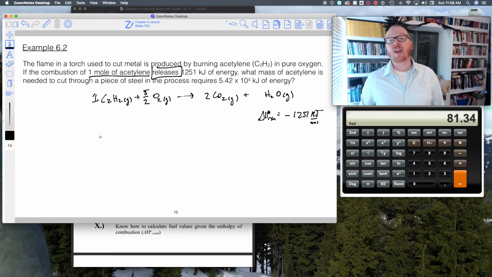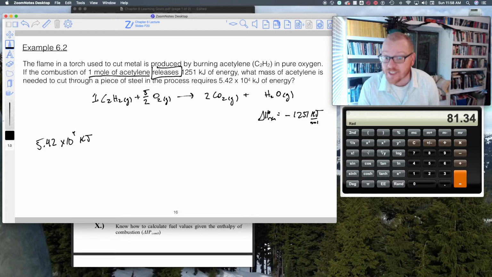Okay, so now it says what mass of acetylene is needed to cut through a piece of steel if the process requires 5.42 times 10 to the 4th kilojoules of energy. Okay, so how are we going to do it? I am trying to get to this quantity of energy, so I'm going to start with that number. Just like in our process of dimensional analysis, start with what you have, or what you need in this case. So what I need is 5.42 times 10 to the 4th kilojoules. And notice that's not kilojoules per anything. That's just kilojoules.